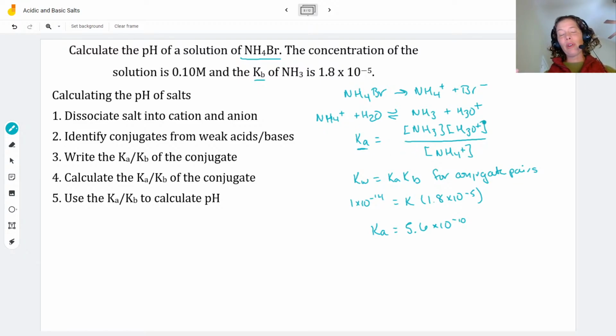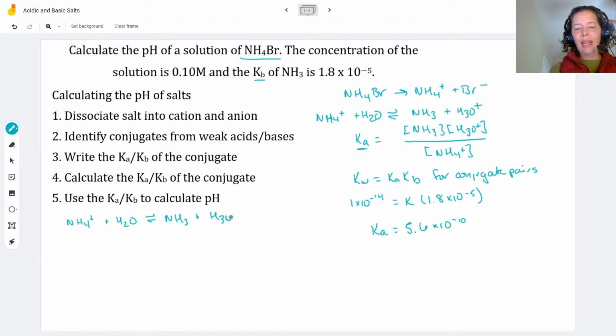Now we're going to deal with our equilibrium. So now is when we're going to use our ICE table, or RICE table, if you will. I'm going to do this on the left-hand side, so I'm going to rewrite my balanced chemical equation: ammonium plus water gives ammonia and the hydronium cation.